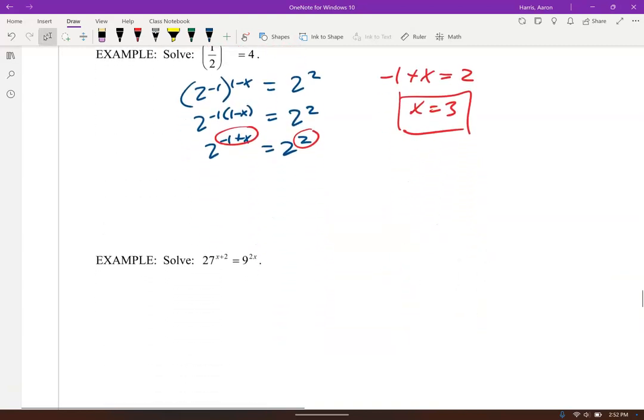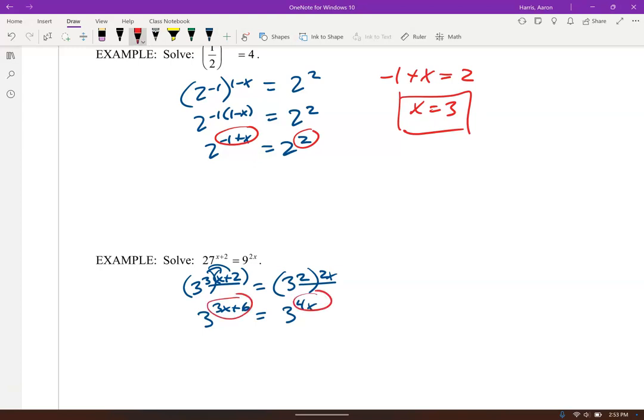How about this one? 27 to the x plus 2. I'm thinking to myself, 27 is the same as 3 to the third, right? Now I got to multiply those. And 9 is 3 squared. So multiplying through both of those, 3 to the 3x plus 6 equals 3 to the power of a power. Multiply those. So that's got to equal that. I got the same base. 3x plus 6 has got to equal 4x. Solve for x. 6 equals 1x. All right, x equals 6.